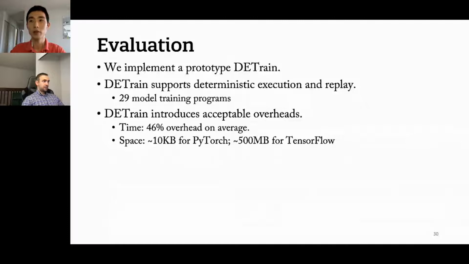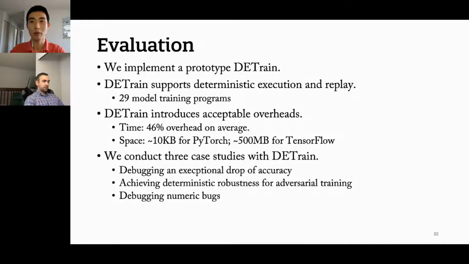Finally, we use DE-train to solve 3 real-world problems. We use it to debug an exceptional drop in accuracy. We also use it to achieve deterministic robustness for adversarial training, like we discussed in the motivating example. And finally, we use it to debug a numeric bug in the training program. For more details, please refer to our paper.